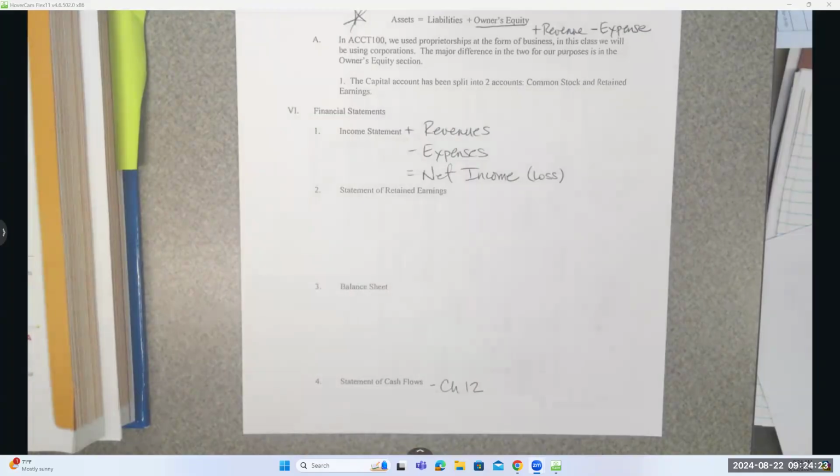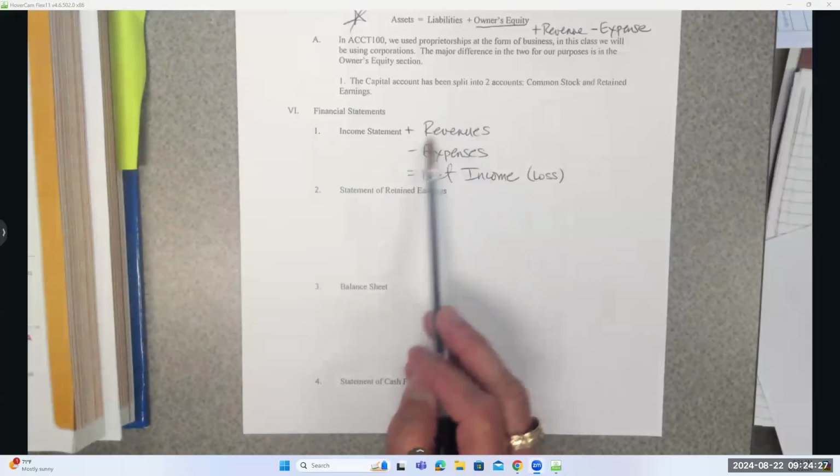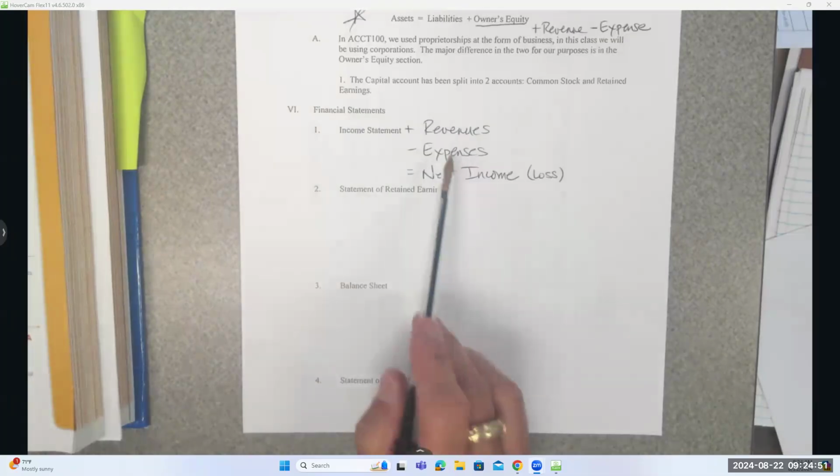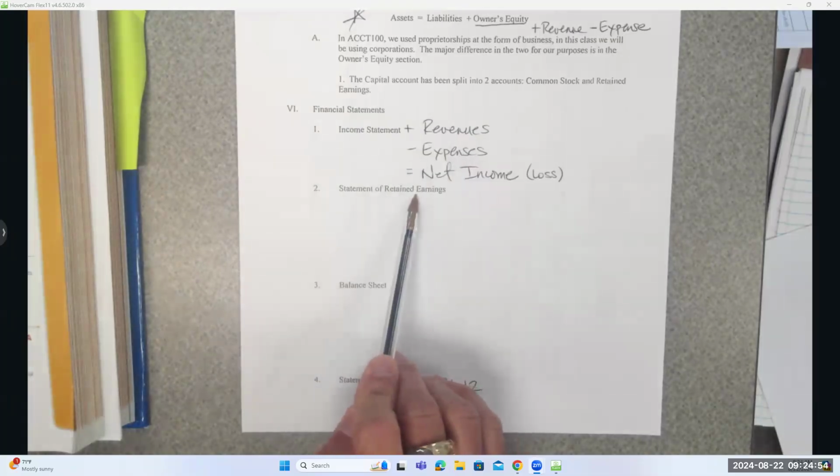The overall objective of businesses is to maximize revenue and minimize expenses. That does not always happen, but that is our objective. So we want to know if we earned more or used more. Two accounts only on the income statement. The statement of retained earnings is how the effect of the transactions for the accounting period, whether it's a month, a quarter, or the year, whatever the time period is, affected our equity.